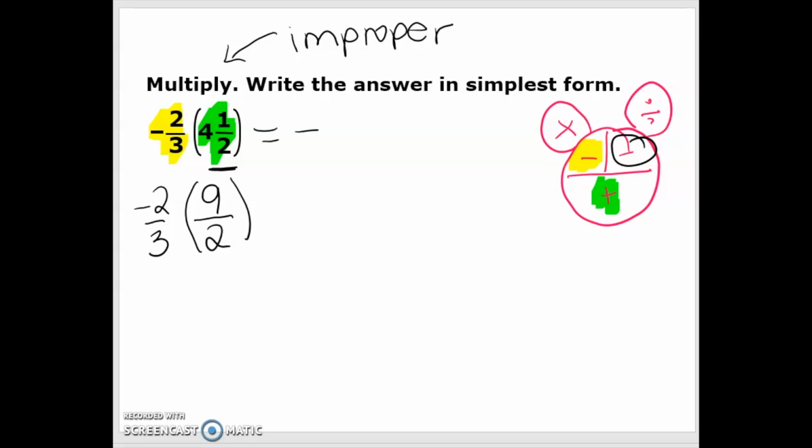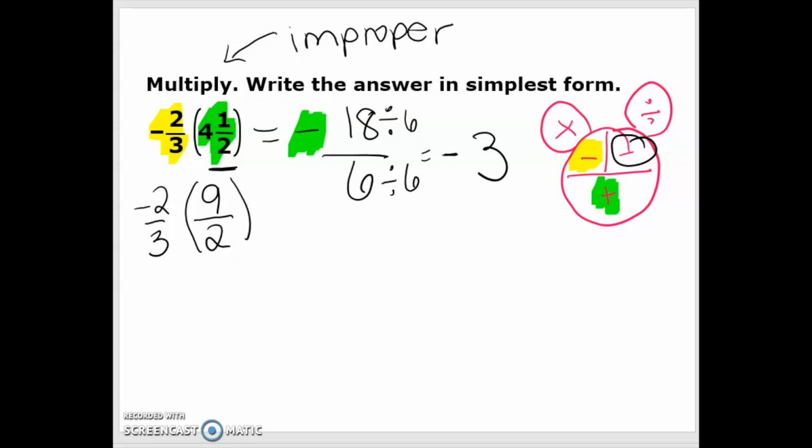So 2 times 9 is 18. 3 times 2 is 6. Now we would need to simplify. 18 and 6 are both divisible by 6. And so we end up with, don't forget the negative. Sometimes when people are simplifying, they leave that negative just floating out in space.